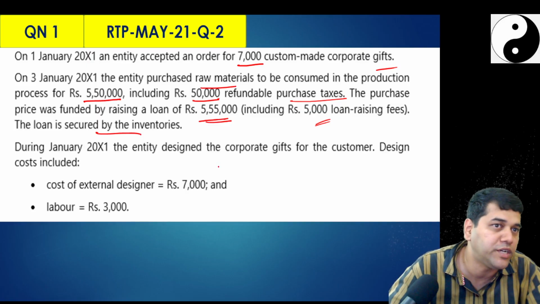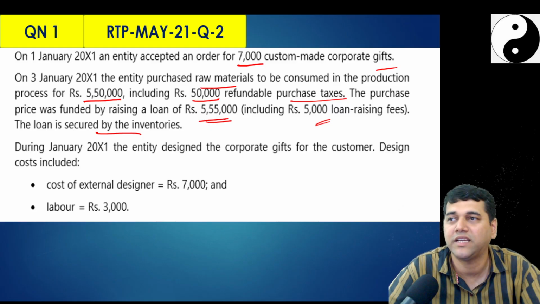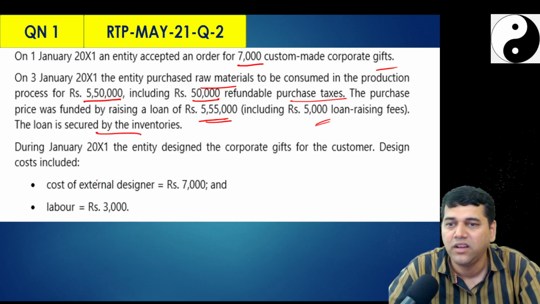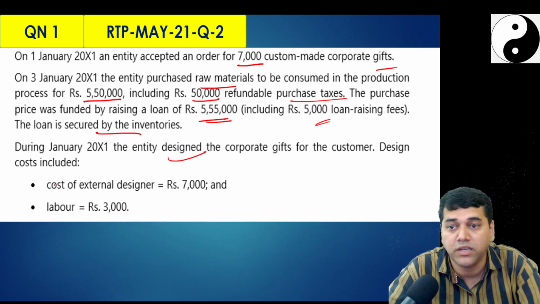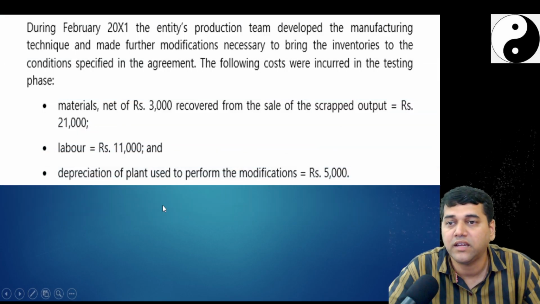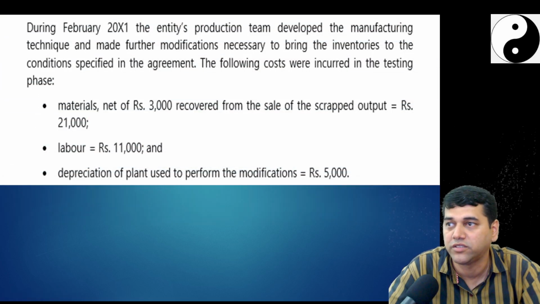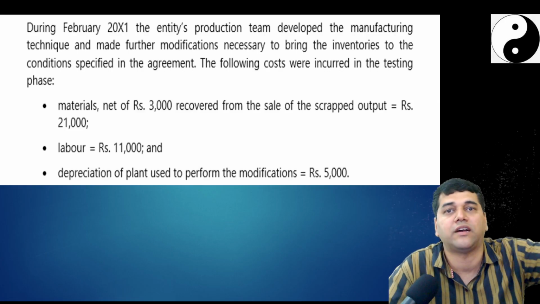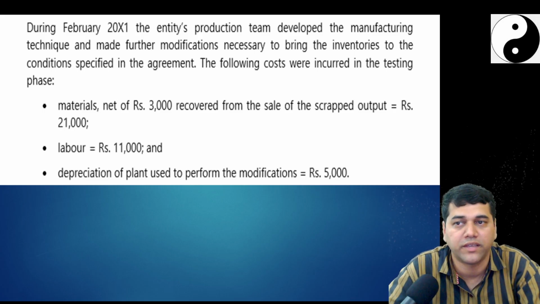You might have secured it, but it is not a qualifying asset. It's not going to take that. Gift manufacturing and all doesn't take time, so ignore it. During the year, the entity designed the corporate gift for the customer. Design cost includes labor, external design. Should it be part of the inventory? Yes. Okay, because you incurred it specifically for this design, and this design is useless after you use it for this particular case.